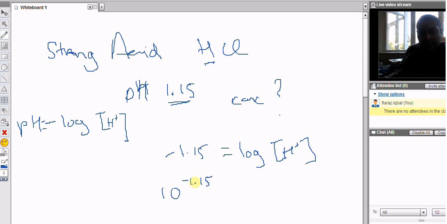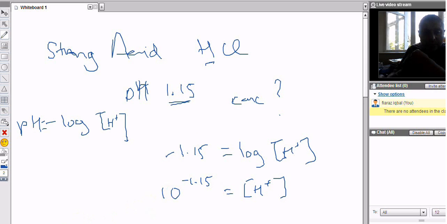And that's for the mathematicians: it's the power to which I've raised the number 10 to give me my concentration of hydrogen ions, and that's the way I'm looking at it. So I hope this makes sense. The 1.15 is, in terms of the calculation, minus 1.15, and you can see as I've written it the flow from pH to 10 to the power of minus 1.15.